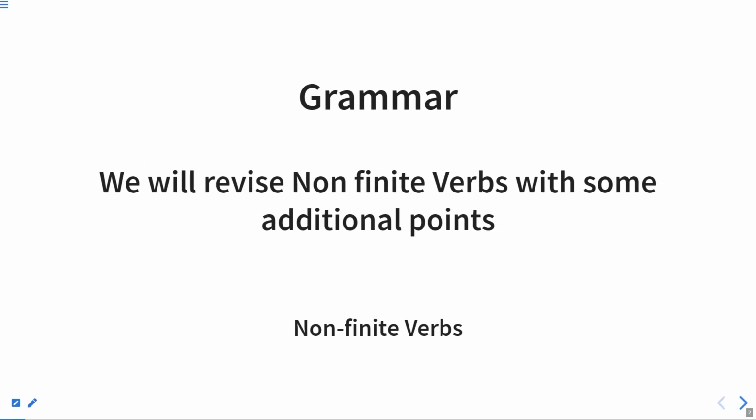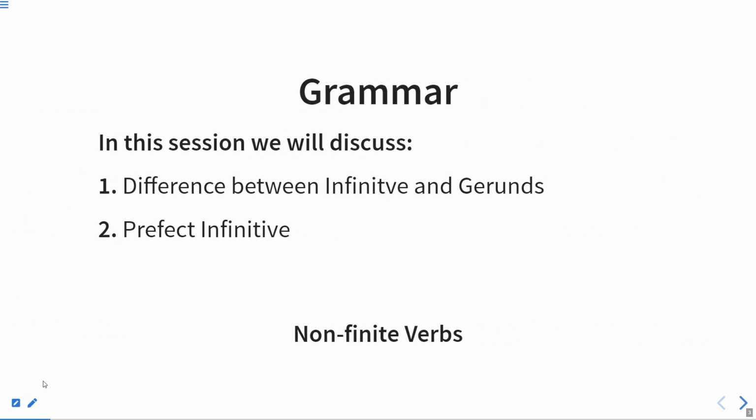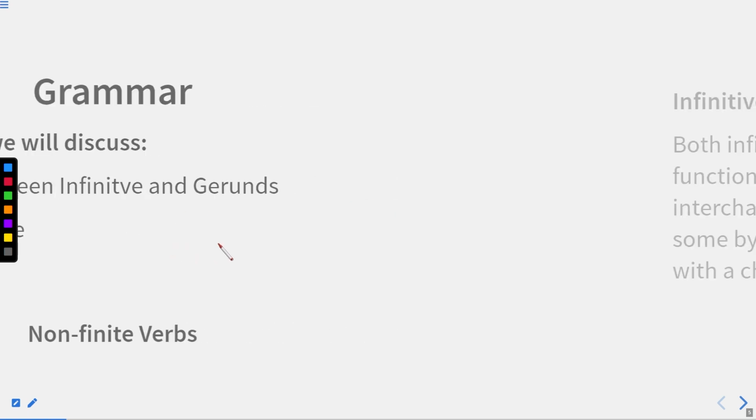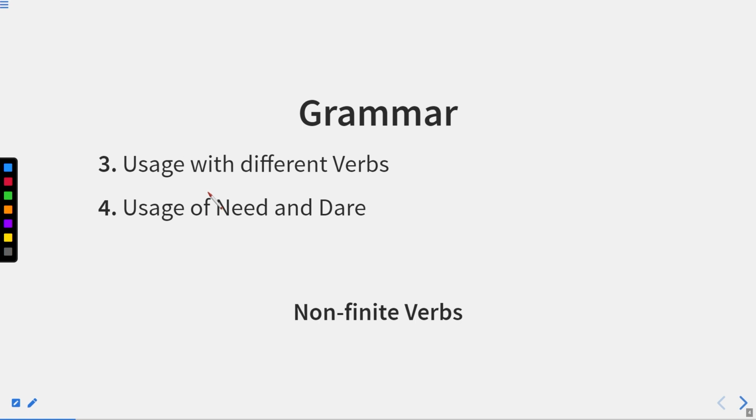verbs. In this session, we will discuss the difference between infinitive and gerunds. So these are the two types of non-finite verbs. In this session, we are going to discuss the difference between infinitive and gerunds, that is, how to identify whether we have to write infinitive or gerund over there. Again, we are going to discuss perfect infinitive. After that, we'll discuss usage with different verbs. It means how to use infinitive with different verbs and different gerunds.